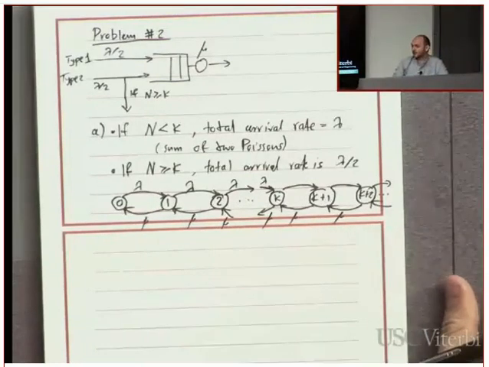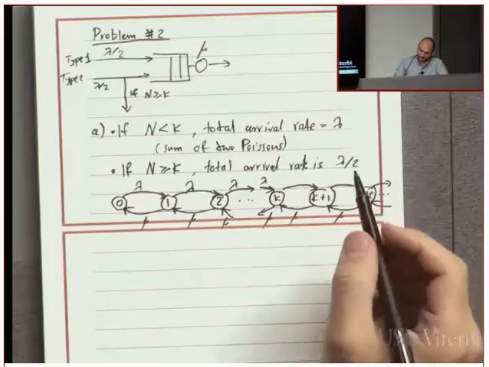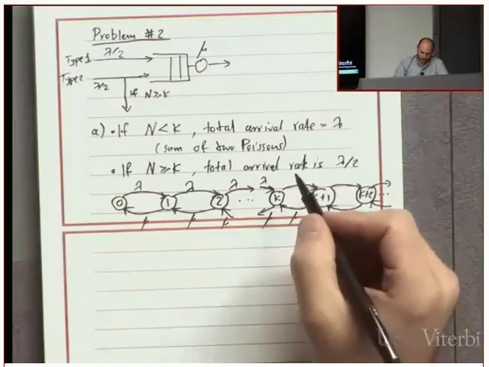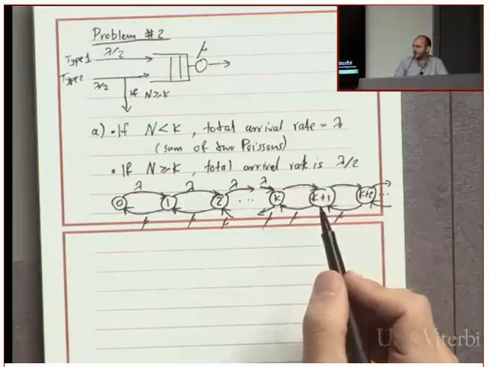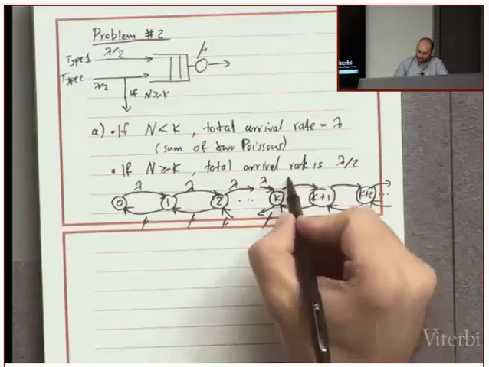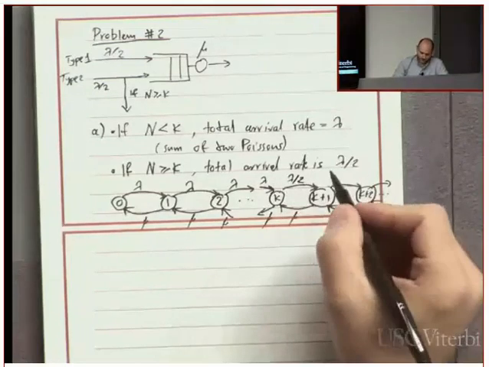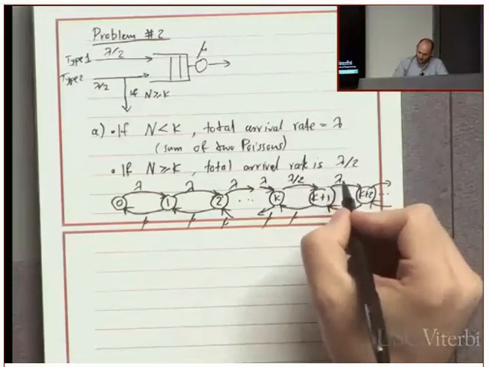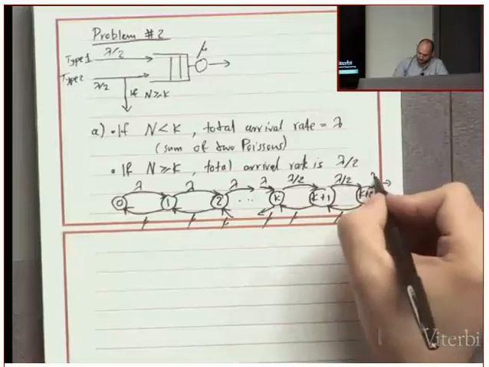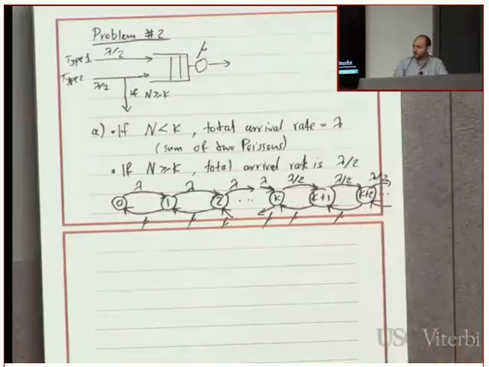We have one server, right? So what is the rate we go from k to k plus 1? Lambda over 2. Same for all the states above k, right? Lambda over 2, lambda over 2, and so on and so forth.